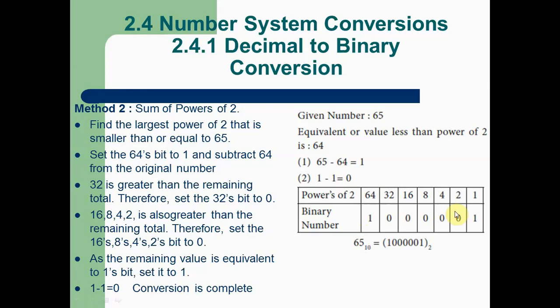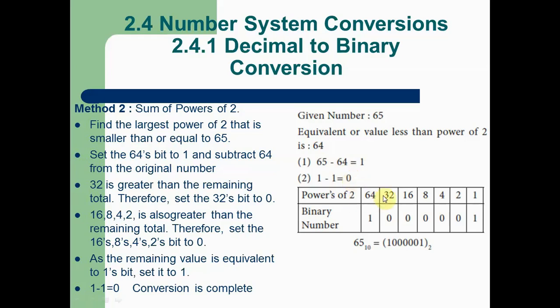So I hope you understand this process. Simply what you want to do: find the powers of 2, 2 power of 0, 2 power of 1, 2 power 2, up to the given number or less than it. Then use the numbers for subtraction, using the same powers of 2, until the answer is converted into 0.